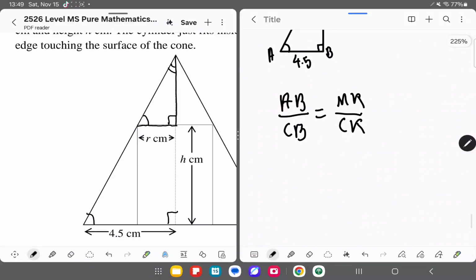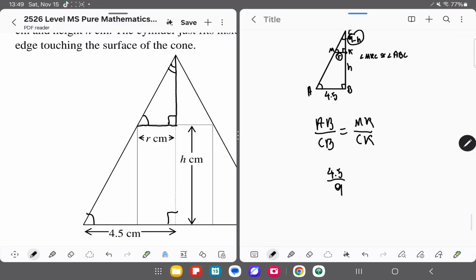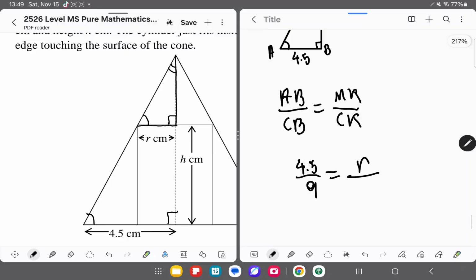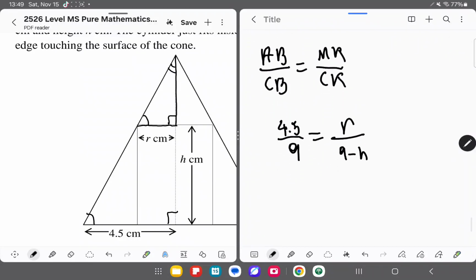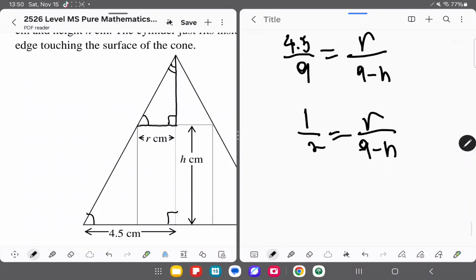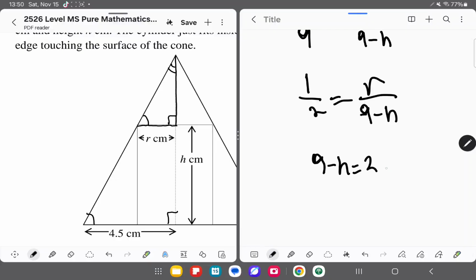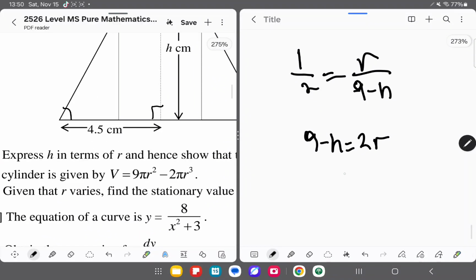Now we write the actual values: AB is 4.5, CB is 9, MK is R, and CK is 9 minus H. Now we'll just cross multiply. I rewrote it as 1 over 2 instead of 4.5 over 9, so I can cross multiply more comfortably. I get 9 minus H is equal to 2R. They want H in terms of R, so we isolate H: 9 minus 2R is equal to H.